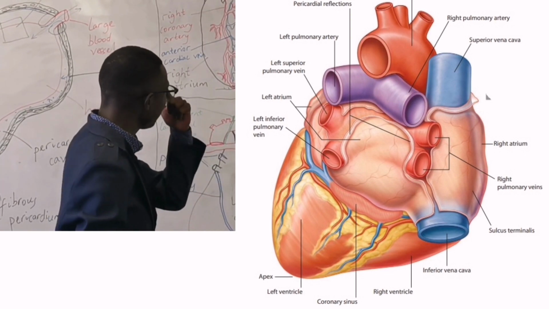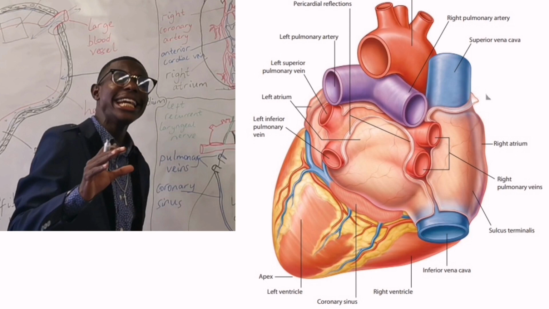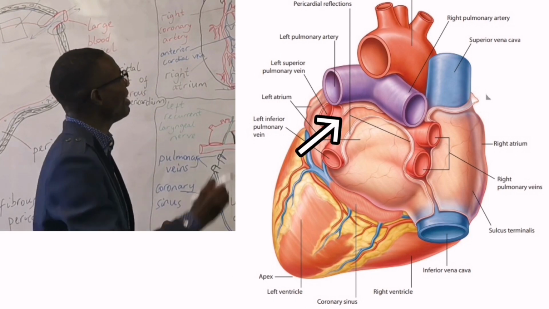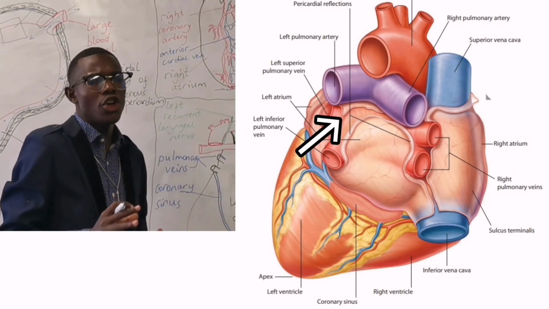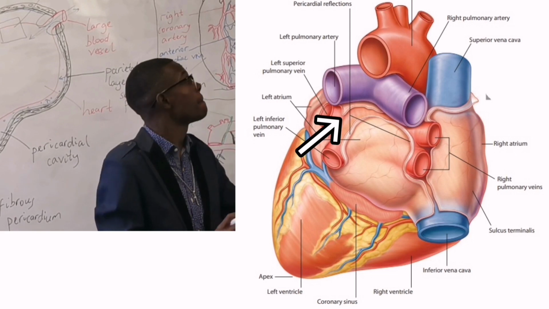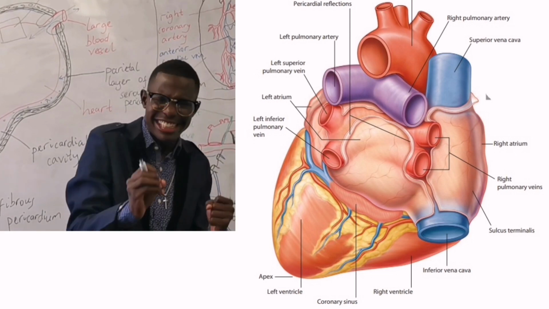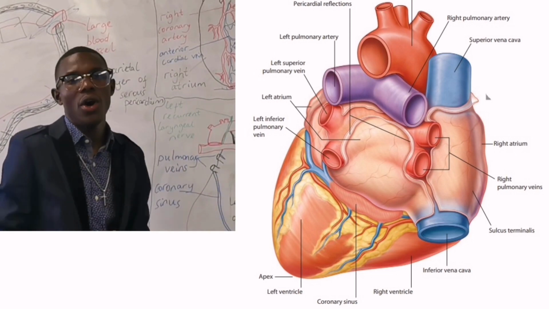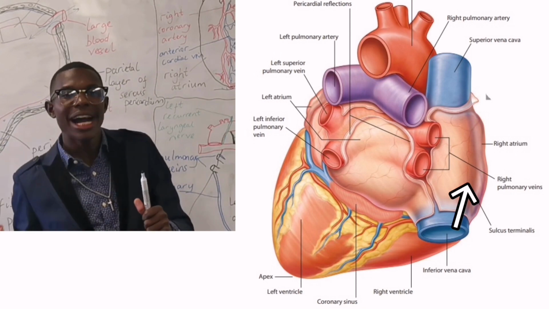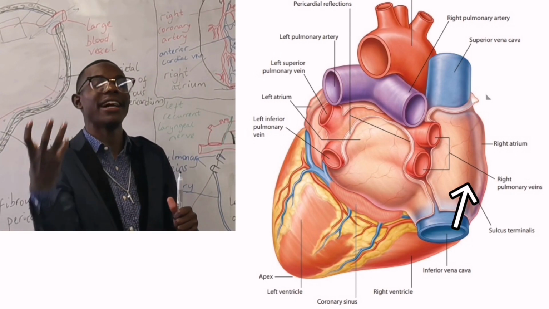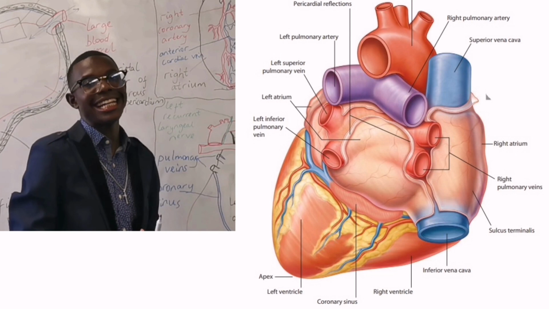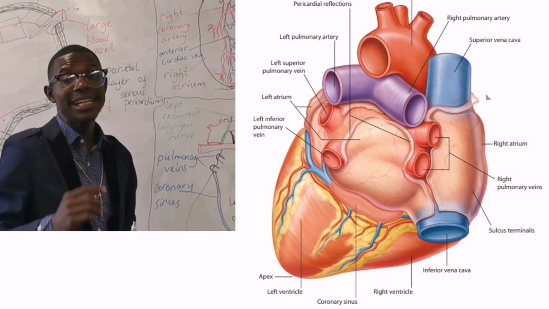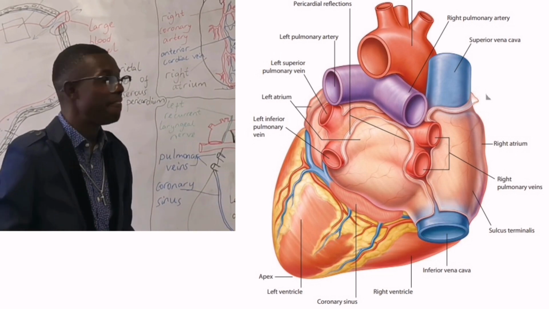We have the posterior surface, or the base. The posterior surface is mainly occupied by the left atrium, and a small part of the right atrium. That is the part where the inferior vena cava is draining into the right atrium. So that is for the posterior surface.